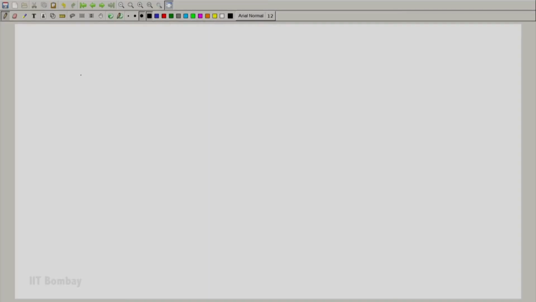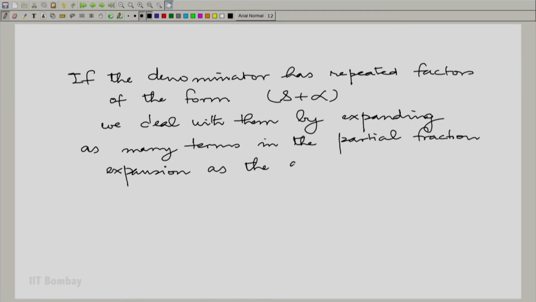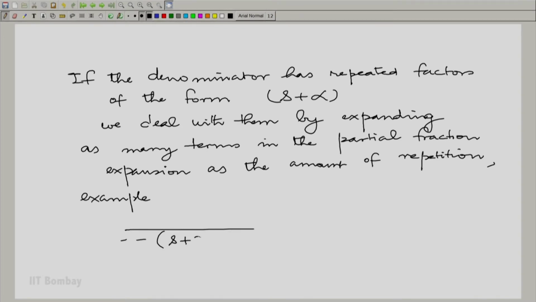Of course, you may have multiple factors with the same factor being raised to a higher power. So, for example, if there are repeated roots of the denominator, we know how to deal with them. We deal with them by expanding as many terms in the partial fraction expansion as the amount of repetition. So, for example, if you had a factor of the form S plus 3 to the power 3 in the denominator with all other factors, the corresponding partial fraction expansion terms would look like this.